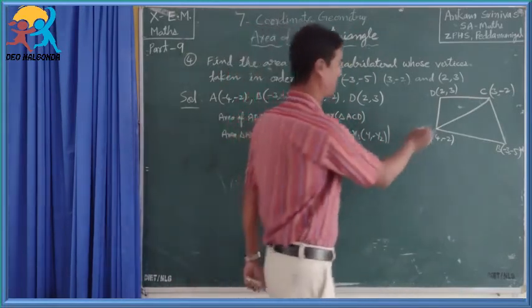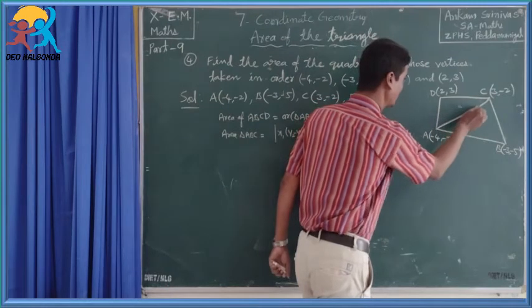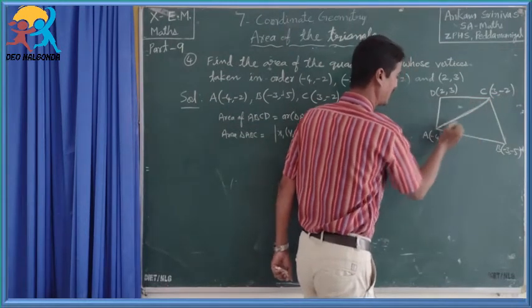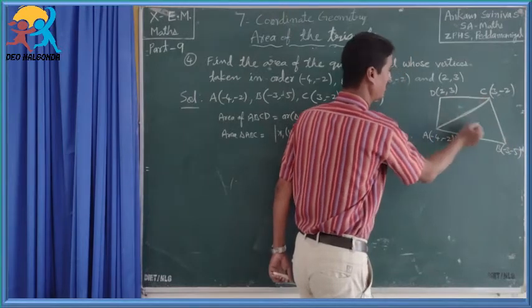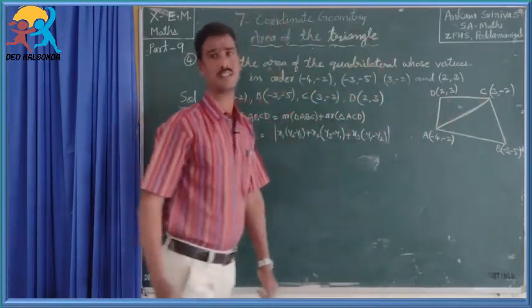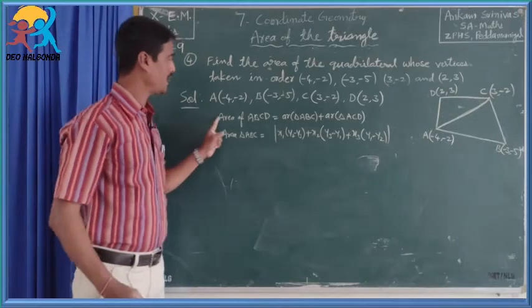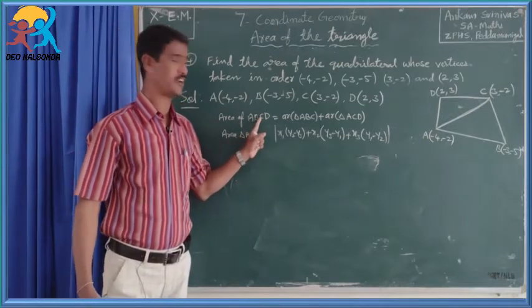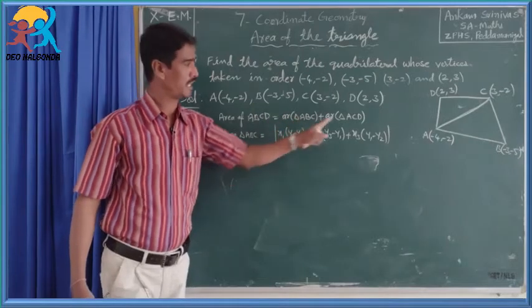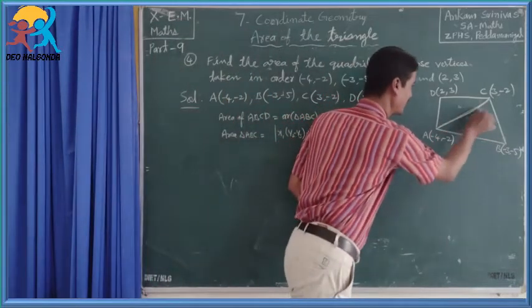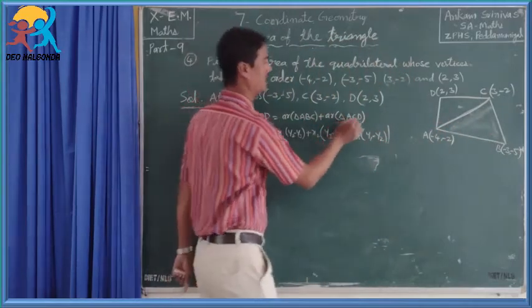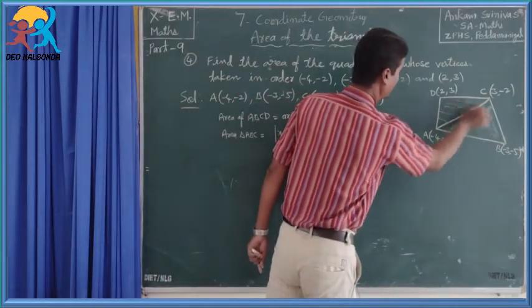Now joining AC, the diagonal AC divides quadrilateral ABCD into two triangles. So to find the area of quadrilateral ABCD, we have to find the area of triangle ABC and the area of triangle ACD.